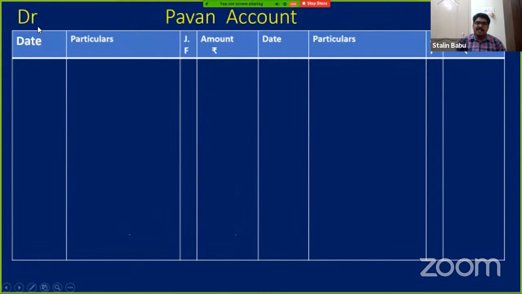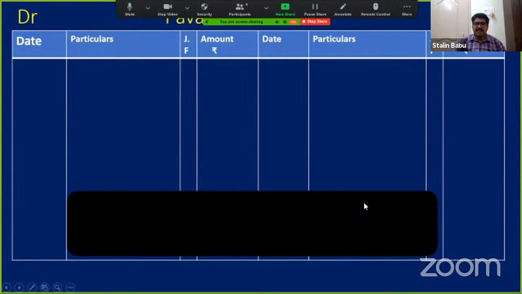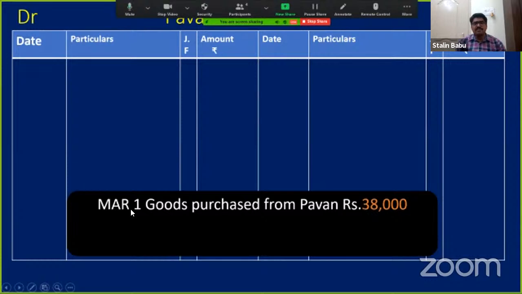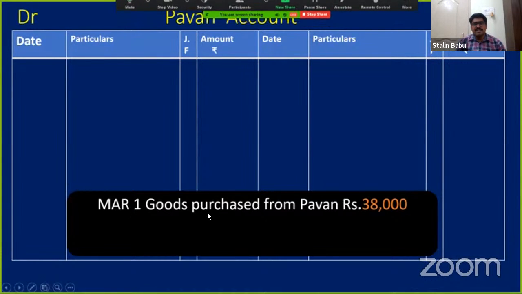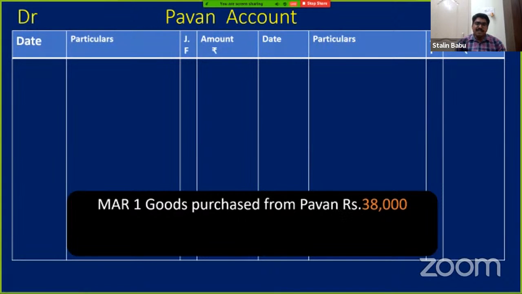Right? DR on the left hand side, CR on the credit side, right hand side. So this DR indicates debit side, this CR indicates credit side. See the first transaction. What is the first transaction? March 1st, goods purchased from Pawan. You have to think what is the journal entry. So goods purchased from Pawan.